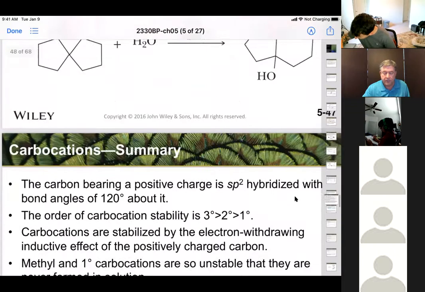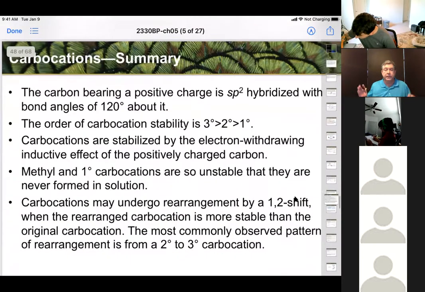All right. So let's talk about carbocations. We have it trigonal planar, sp2 hybridized, with an empty p orbital above and below the plane. Because it is electron deficient, it wants to pull electron density in from things around it. So the tertiary carbocation is much more stable than the secondary, which is much, much more stable than the primary. So we almost always only see tertiary and secondaries in our solutions.